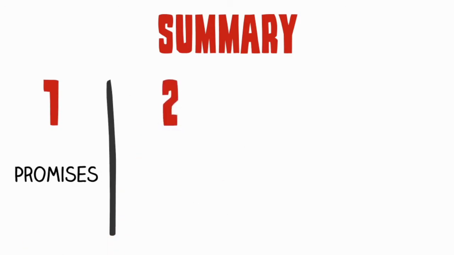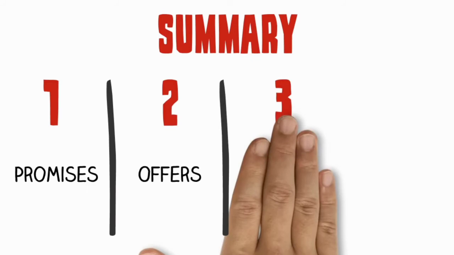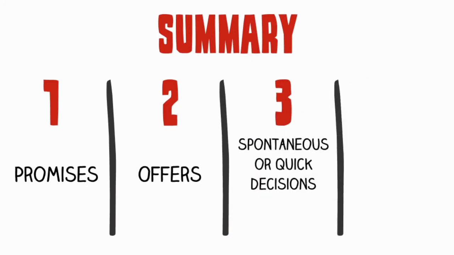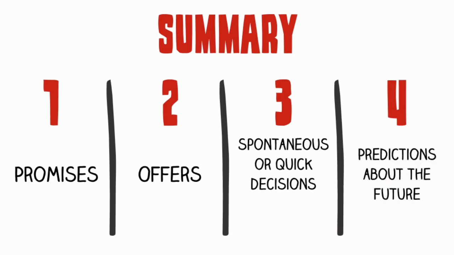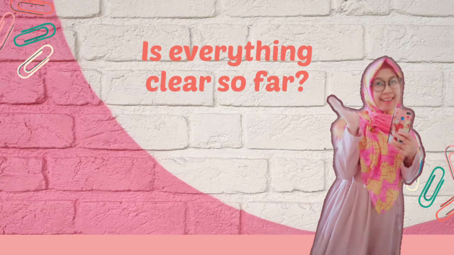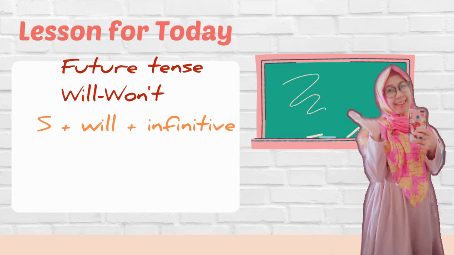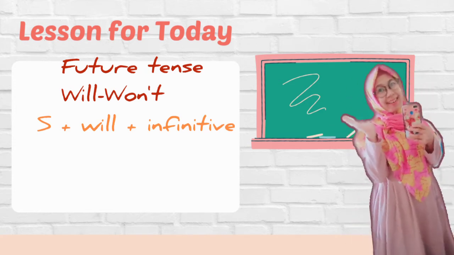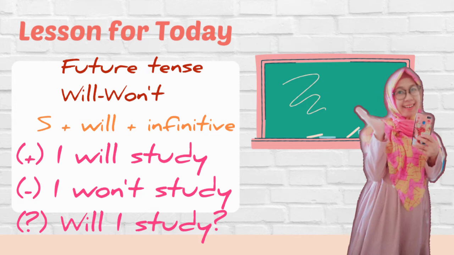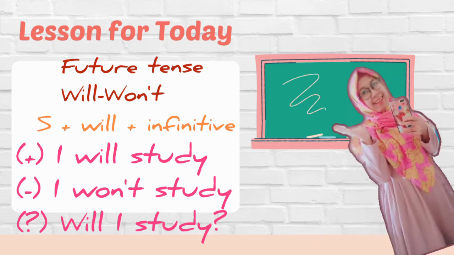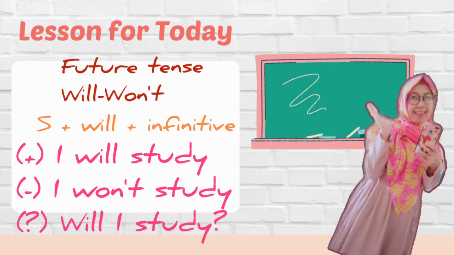And the summary is, the first, we use will or won't for promises, the second for offers, the third for spontaneous or quick decisions, and the fourth is for prediction. Okay kids, is everything clear so far? Okay kids, the lesson for today is about future tense, will and won't. Subject will plus infinitive. For example, I will study, I won't study, will I study?